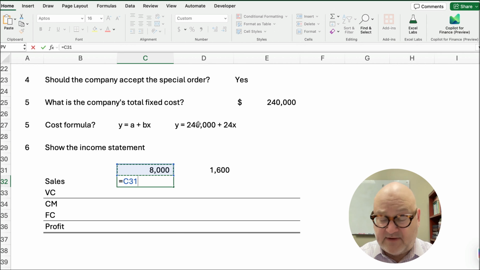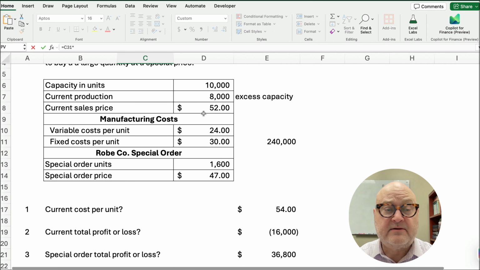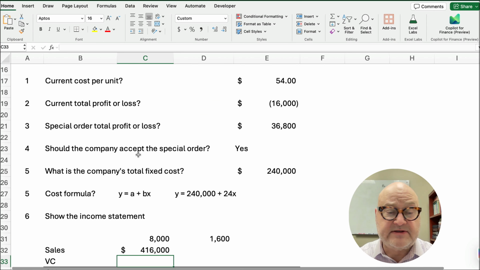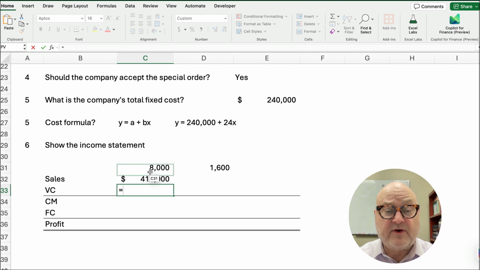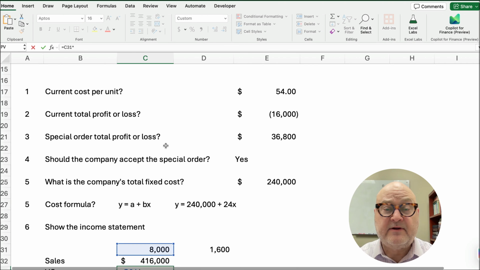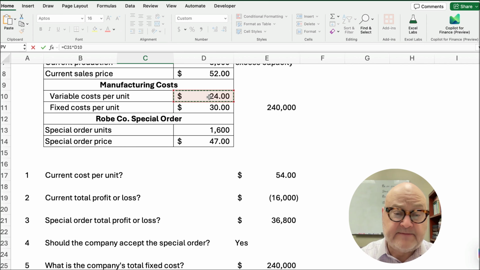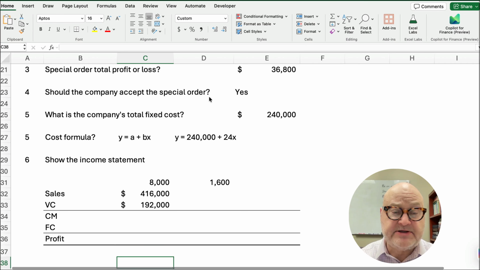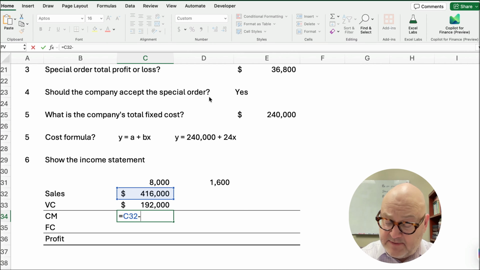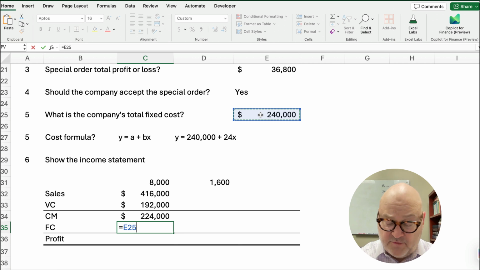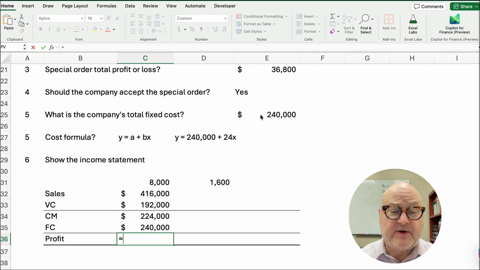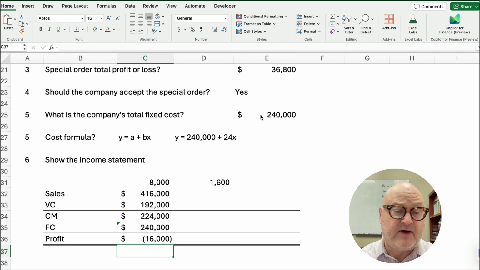So 8,000 units times what is our sales price? At that level, it's $52. So our sales are $416,000. Our variable costs are going to be 8,000 times the $24 per unit, which is $192,000. And our contribution margin then is going to be 416 minus 192, which is 224. Our fixed cost we know is 240. Our profit is going to be 224 minus 240, and it's a $16,000 loss. Okay, negative profit is a loss.